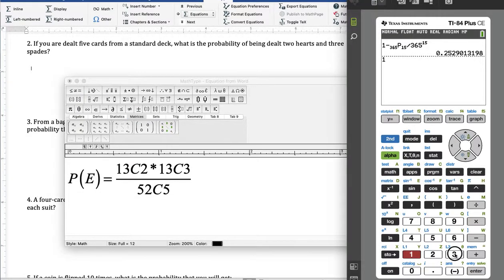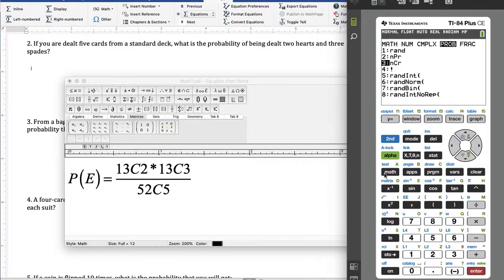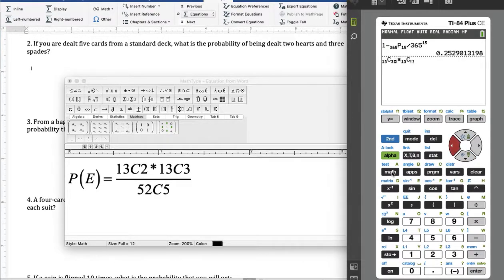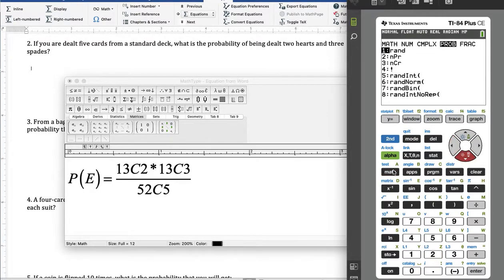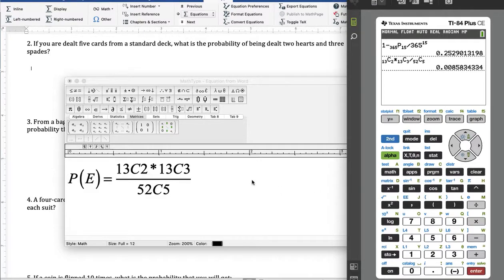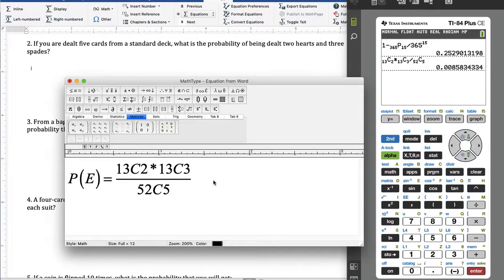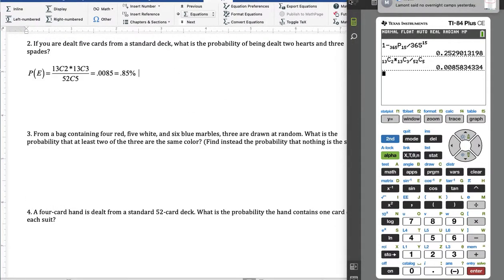So I can just do 13 NCR 3 multiplied by 13 NCR 2. Oops, I put those backwards. Doesn't really matter. Divided by, we've got 52 total cards, NCR, we're getting 5 of them. So 0.8%. We've got 0.0085. That is 0.85%. There we go.